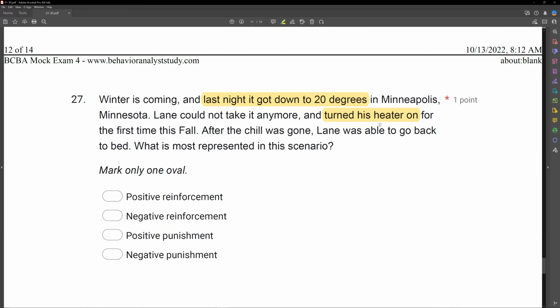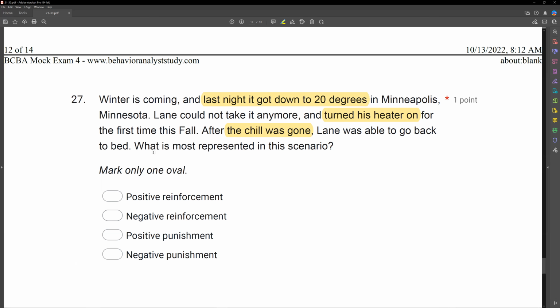Okay, turned his heater on. What happened when he turned his heater on? The antecedent was 20 degrees. The response was turn heater on. The consequence was chill was gone. Took away the chill. Okay. So if we took it away, took something away, is that positive or negative? Negative, right?